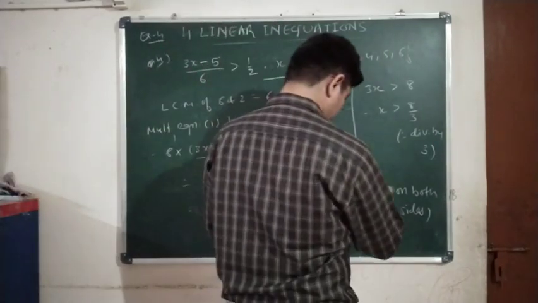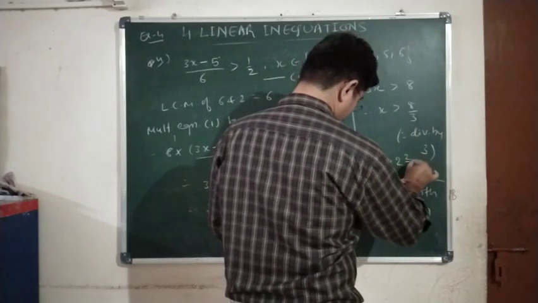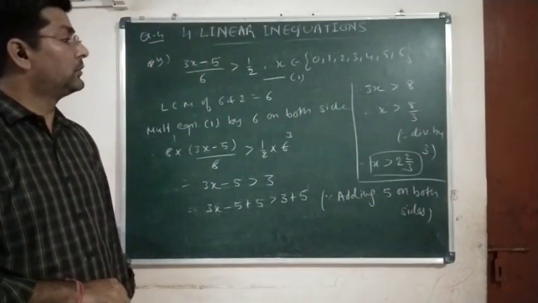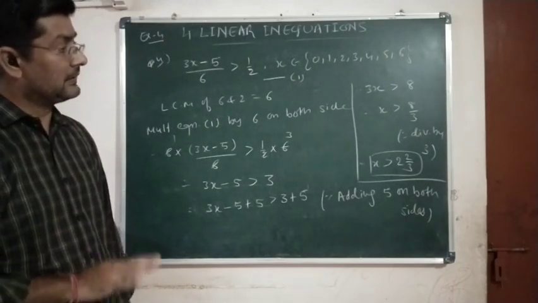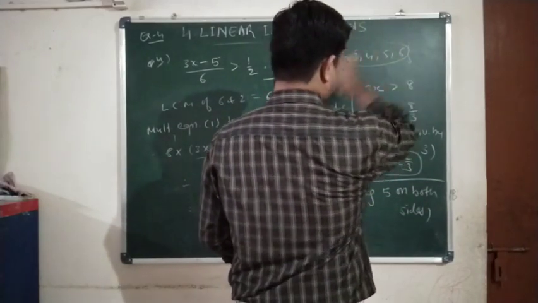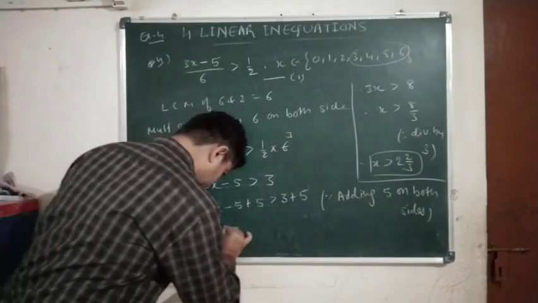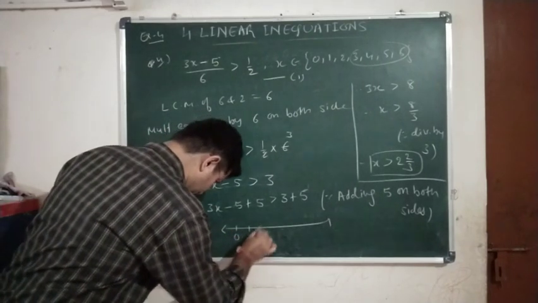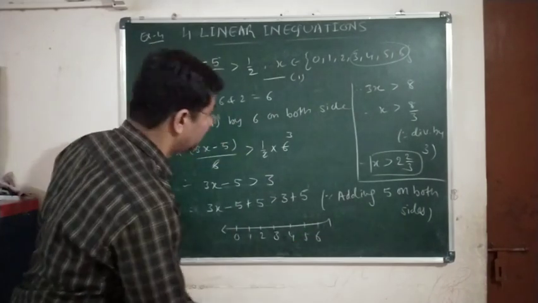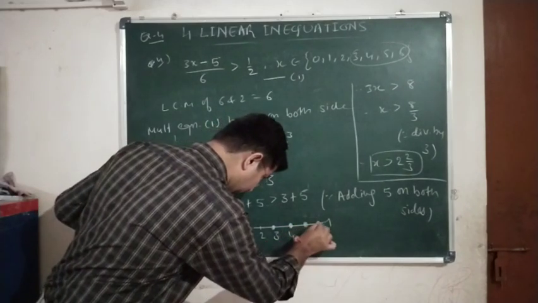And therefore x is greater than 3 2s are 6, so this is the inequality: x is greater than 2 and 2/3. That means greater than 2. The numbers which are greater than 2 and 2/3 will be 3, 4, 5, 6. So let us represent these numbers on the number line. The number line is 0, 1, 2, 3, 4, 5, 6, and we have to represent 3, 4, 5 and 6. Clear?